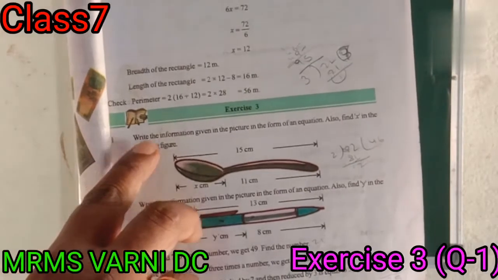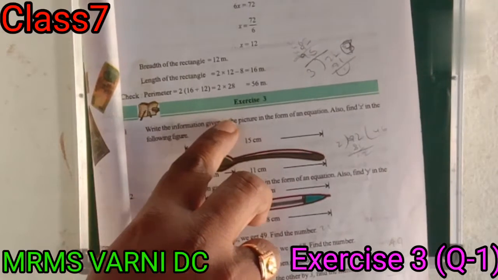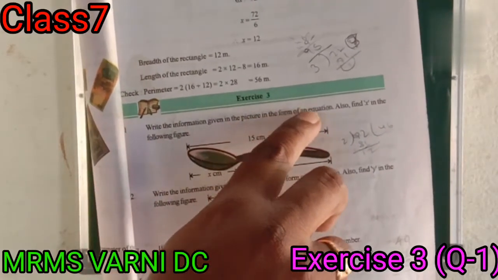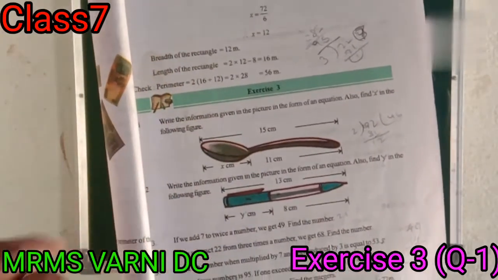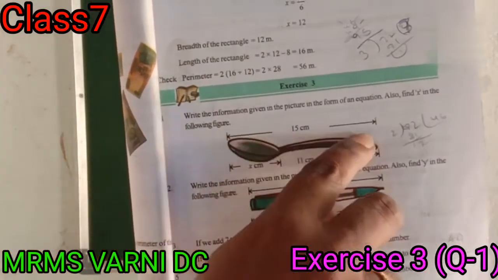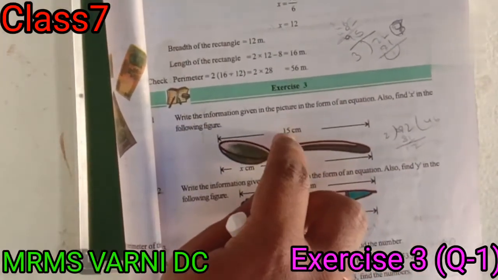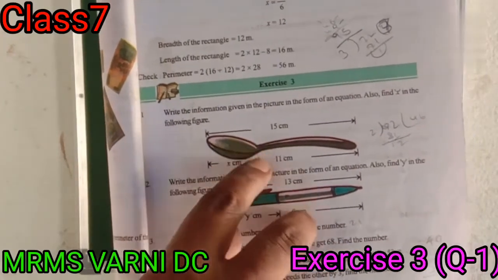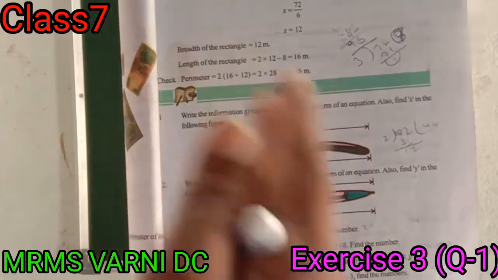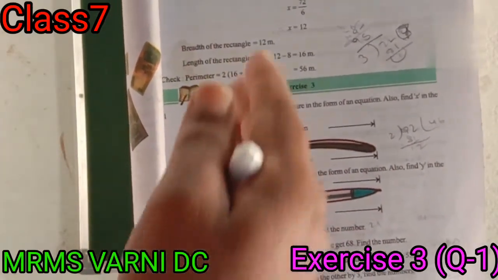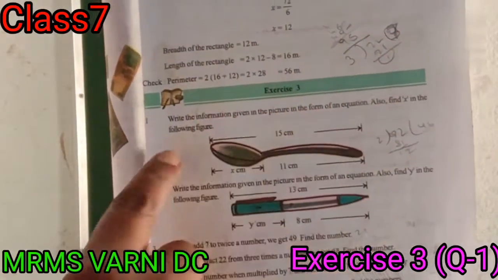Now consider Exercise 3, question number 1: write the information given in the picture in the form of an equation. Also find x in the following figure. What is there here? The length of the spoon. From here to this end it is 15 centimeters, and from here to here it is x centimeters, and from here to here it is 11 centimeters. By looking at this picture, form an equation and also find x.